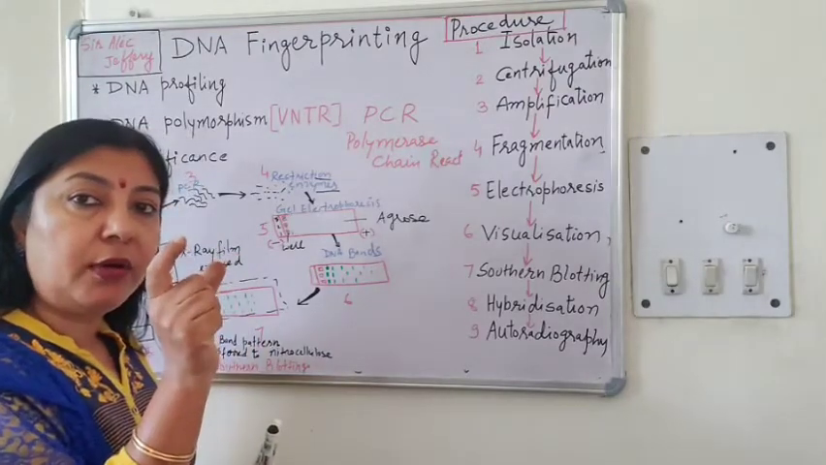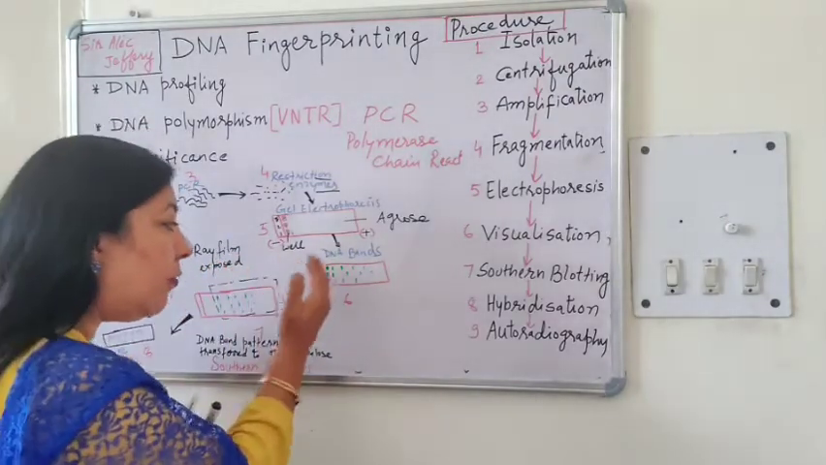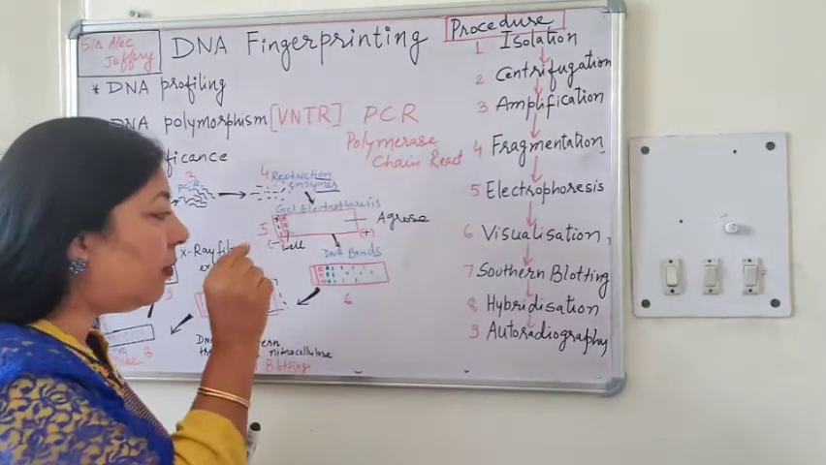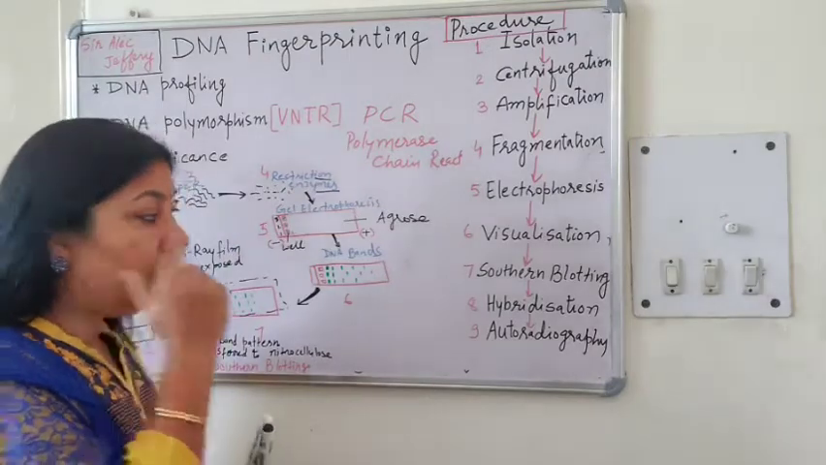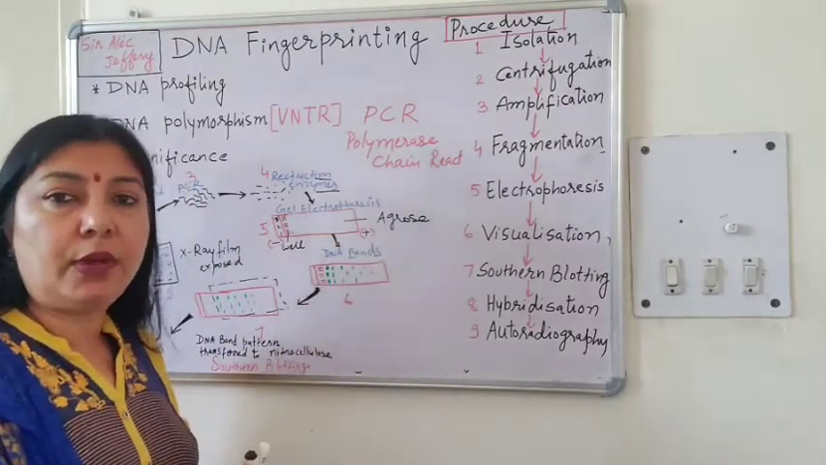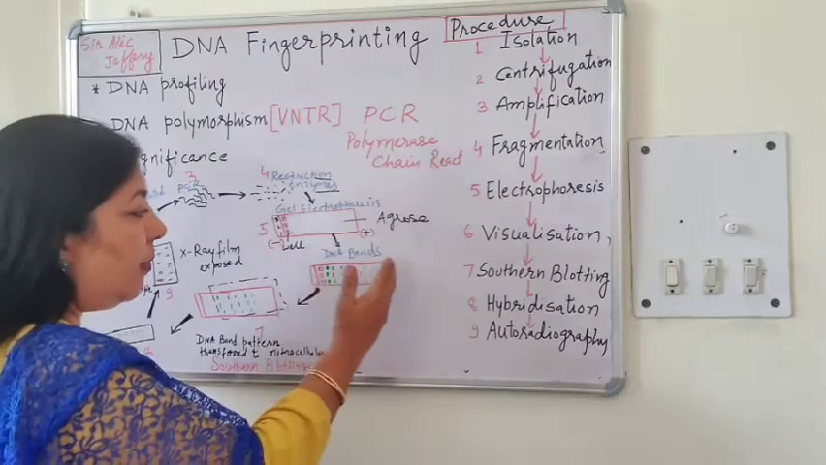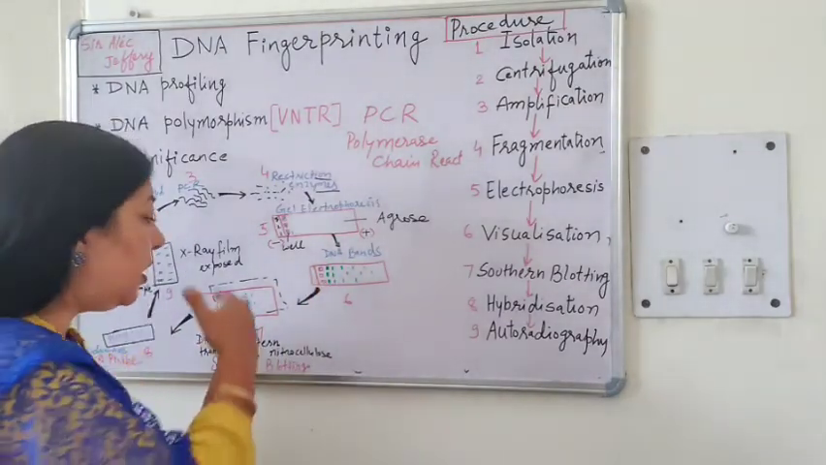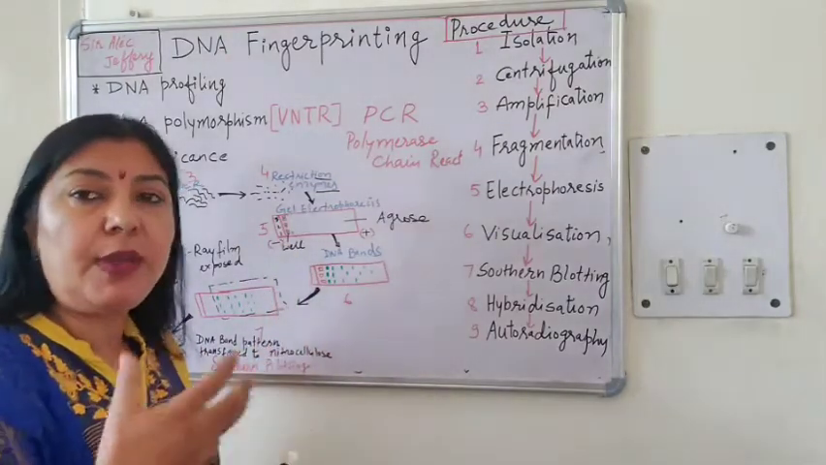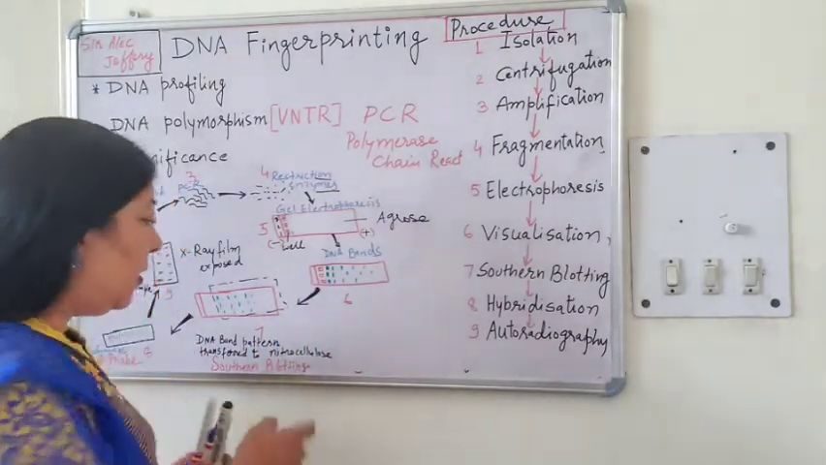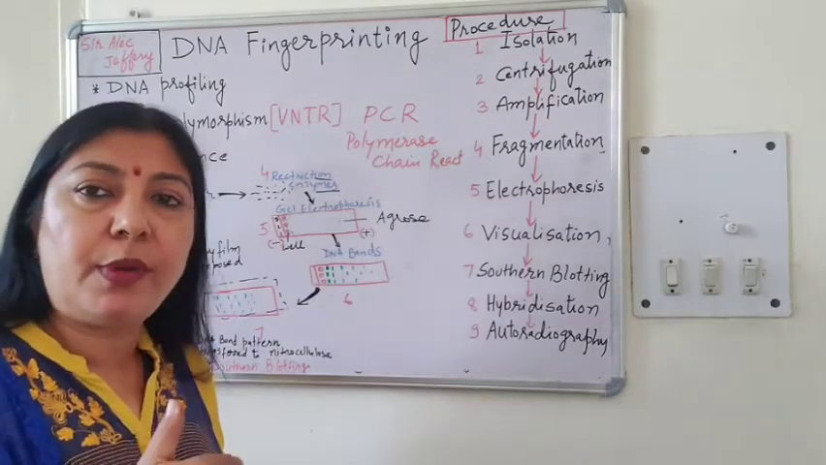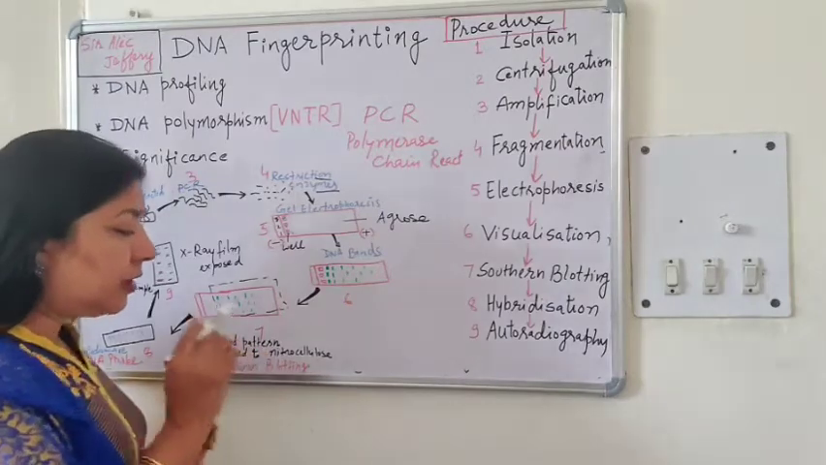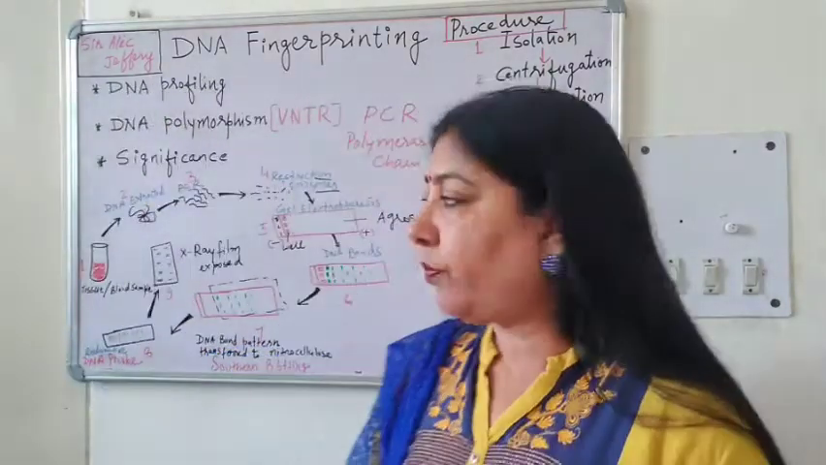The bigger molecule will remain close to the cathode, and the smaller fragments will move towards the anode. So you can see the bands are produced depending upon the size of the fragments. So these bands cannot be seen, they are invisible. So they have to be made visible by another technique, in which the first process is called Southern blotting.